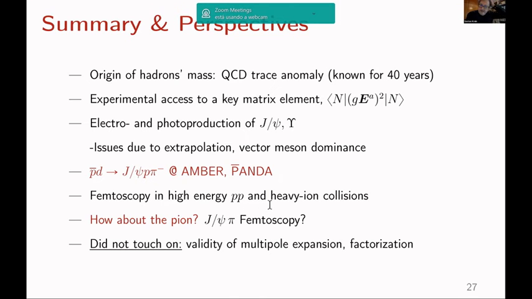Of course, I left out many things. The validity of the multipole expansion and factorization in this process is a big issue. In electroproduction, we are factorizing this vertex of the electromagnetic part from the rescattering. It's not settled if the factorization is valid for this process. So there are many issues that we have to look at.